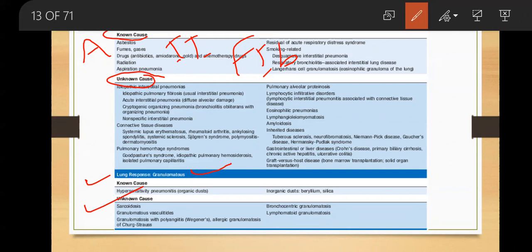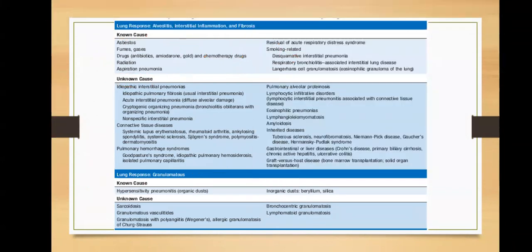Causes of granulomatous responses: some of them are known, some of them are not known. Some can be systemic, some can be local. Part of it can be known, part of it can be unknown.